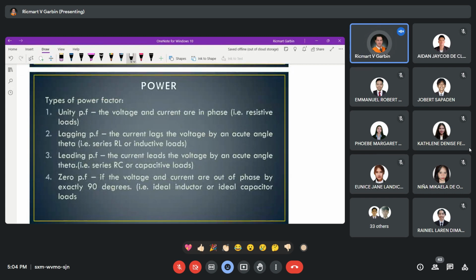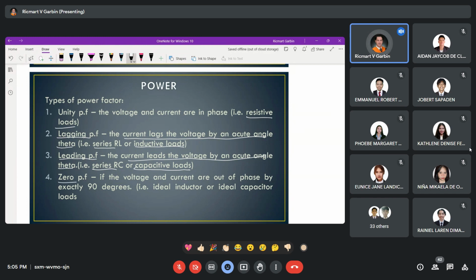So, types of power factor natin. So, unity power factor, the voltage and current are in phase. So, ibig sabihin, it acts as a purely resistive na load. And kapag lagging power factor naman, the current lags the voltage by an acute angle theta, which is a series RL or a purely inductive load. Di ba sabi ko sa inyo, kapag inductive ang load, lagging. Then kapag leading power factor, the current leads the voltage by an acute angle theta, which is in the case of a series RC or a purely capacitive load. So kapag capacitive, leading naman ang ating power factor.